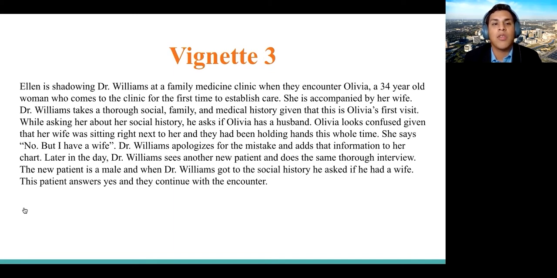Dr. Williams takes a thorough social, family, and medical history, given that this is Olivia's first visit. While asking her about her social history, he asks Olivia if she had a husband. Olivia looks confused given that her wife was sitting right next to her and had been holding hands this whole time. She says, "No, but I have a wife." Dr. Williams apologizes for the mistake and adds the information to her chart.